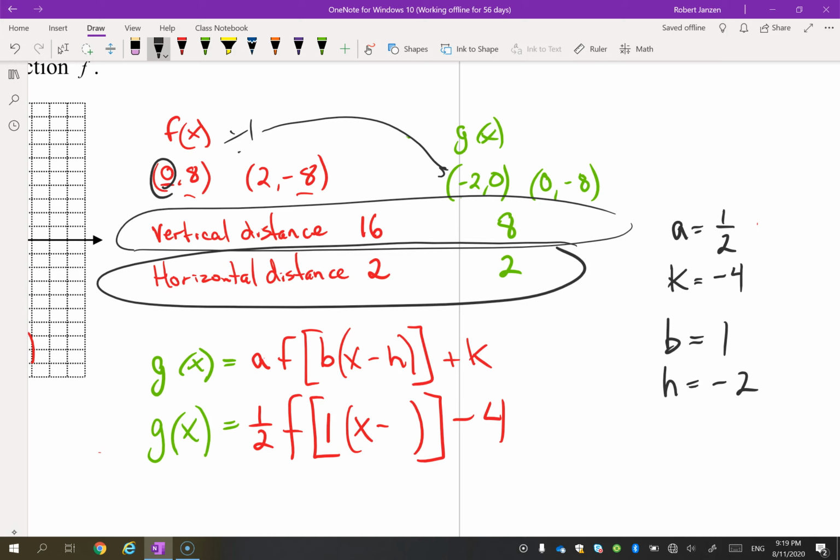Let's try it on the second point. That's the x value here. If I divide by 1, what's 2 divided by 1? 2. Where do I want to end up? 0. If I take away 2, I have the right point. So that's my equation.